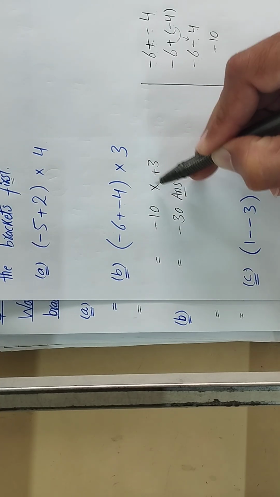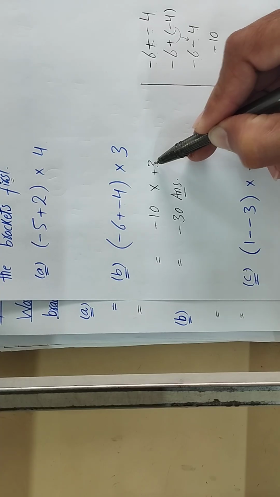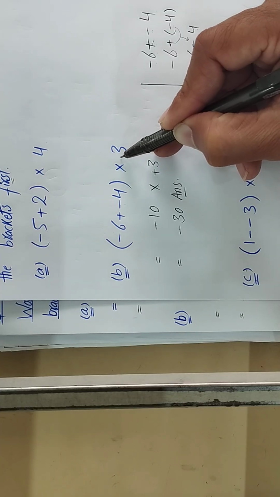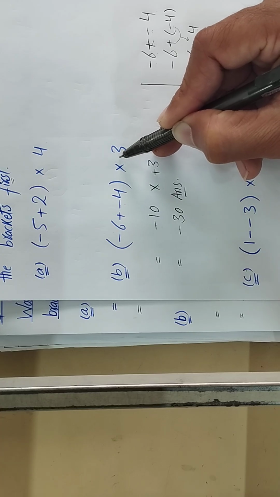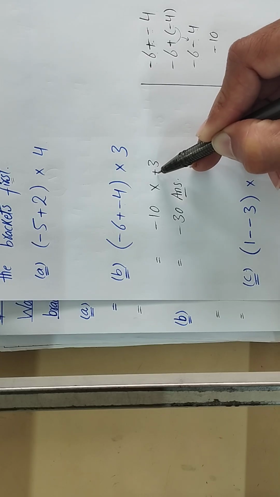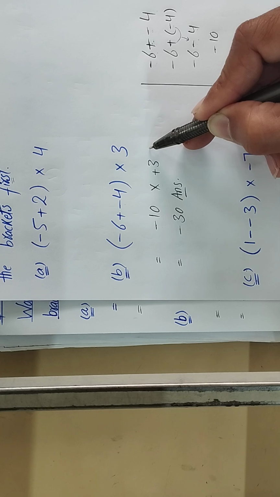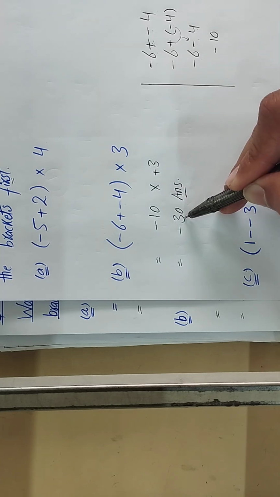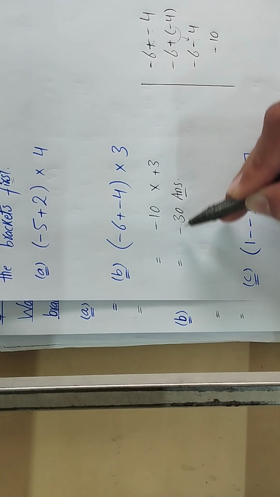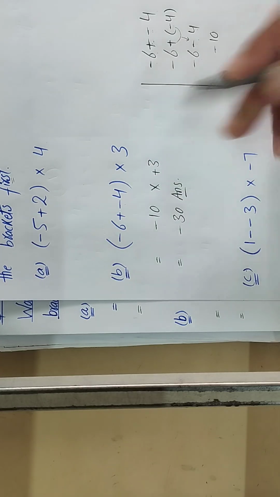I can write minus 10 here to replace this bracket. Minus 10 multiply and then this 3 here. You can see that there is no sign with 3. It means it is a positive integer, so I can write a plus with 3 here. Now the first step has been done. The second step is to multiply the numbers. 10 3s are 30, and minus multiply plus is minus. So minus 30 is our final answer.